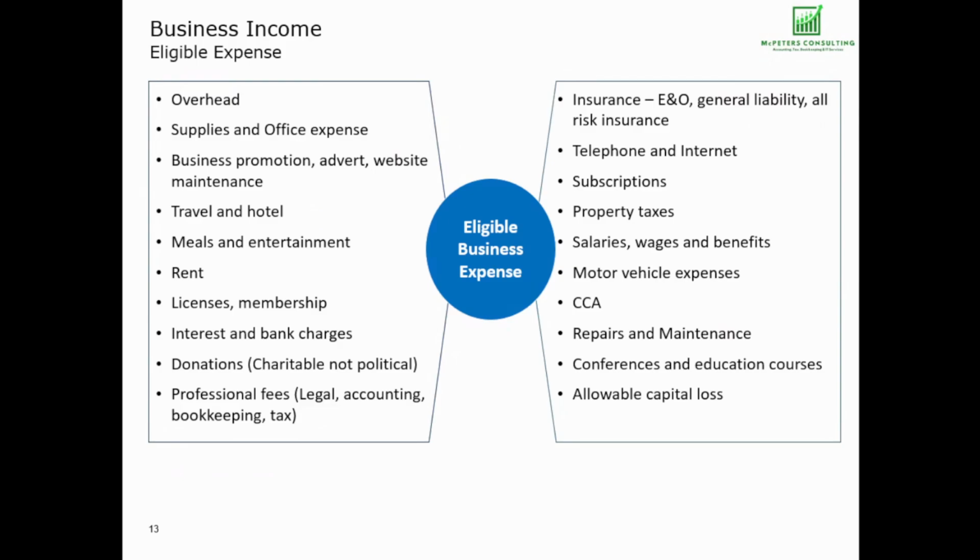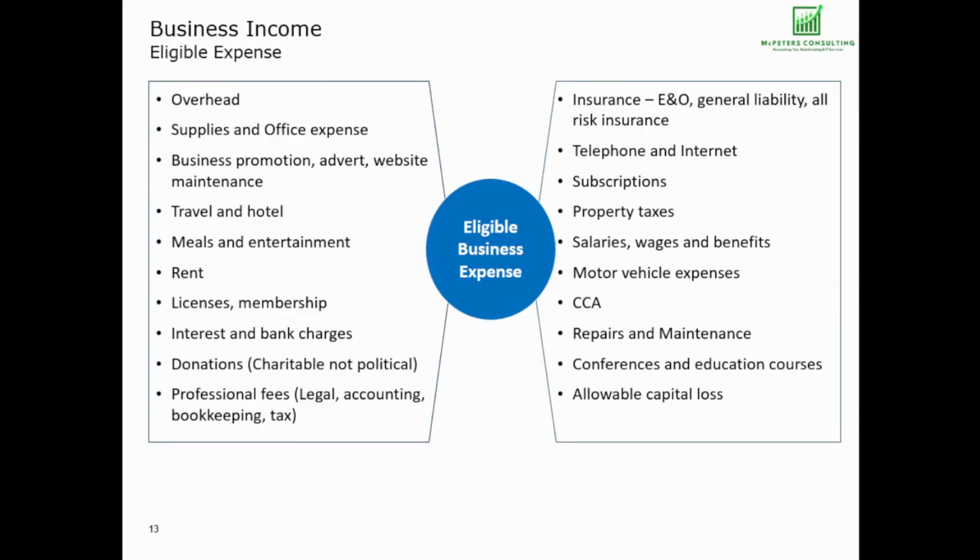Professional fees. You employ the service of an accountant, of a lawyer, of a bookkeeper to be able to prepare your books for you. 100% deducted from tax. You pay some insurance, telephone and internet subscriptions, property tax possibly. I will talk more about that later. Salaries and wages. You are paying salaries to some people that are supporting you in your business.